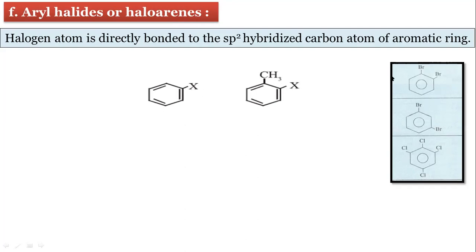See here. When two hydrogen atoms are replaced, it is a dihalogen derivative of arene. This is also a dihalogen derivative. So what is the name? Can anyone tell me the name of this compound? This one?